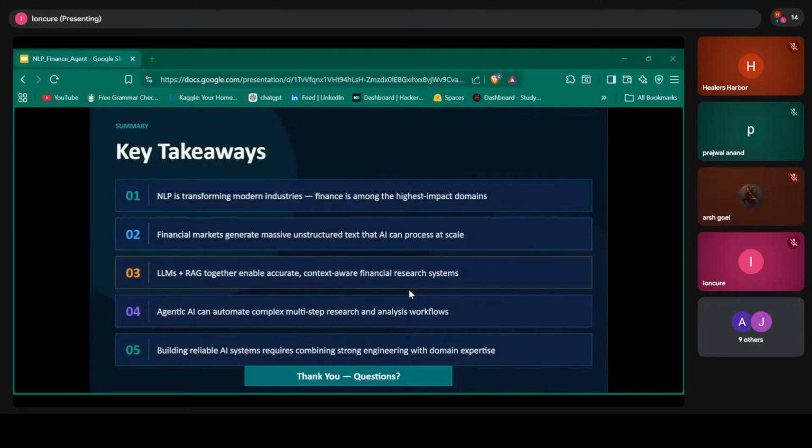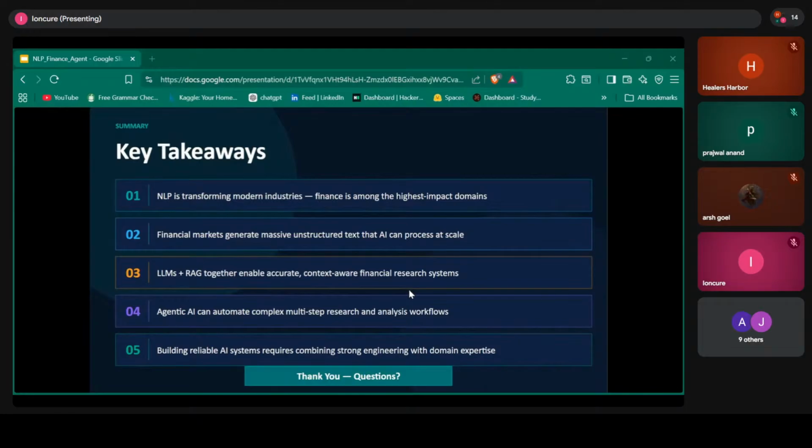To summarize what we have covered today, NLP is transforming industries at scale. Finance is one of the most impactful domains given how dependent it is on unstructured text. The combination of LLMs and RAG is what makes it possible to build research systems that are both powerful and grounded in real data rather than hallucination.